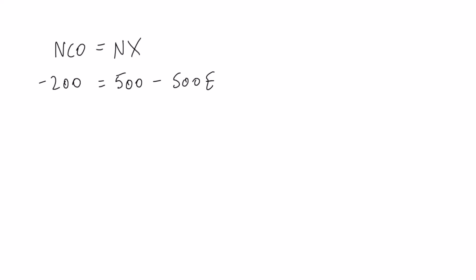Then all we need to do is collect terms and solve for E. So I'll add 200 to both sides, add 500E to both sides, and then divide both sides by 500 to get E equals 7/5, or 1.4. Now let's go back up to the graph and finish this up.